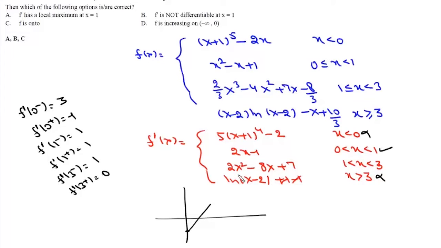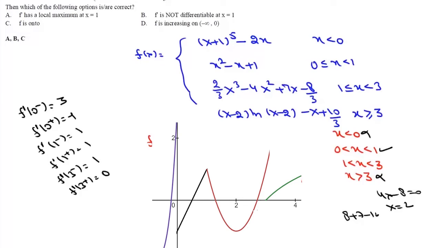Now it will have its minimum value at 4x minus 8 equals 0, that is at x equal to 2, and at 2 this value will be 8 plus 7 minus 16, which is minus 1. And then we have the graph of log x minus 2. Now clearly at 1 we have two tangents, so it is not differentiable at x equal to 1. f dash x has a local maximum at x equal to 1, so this option A is correct.